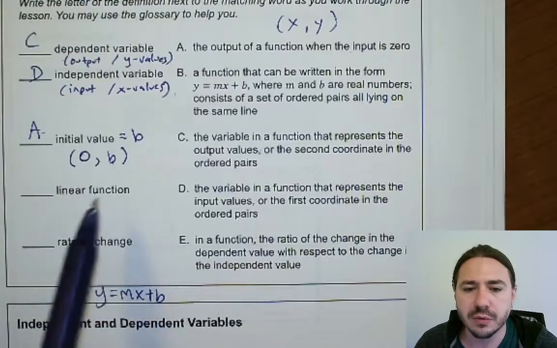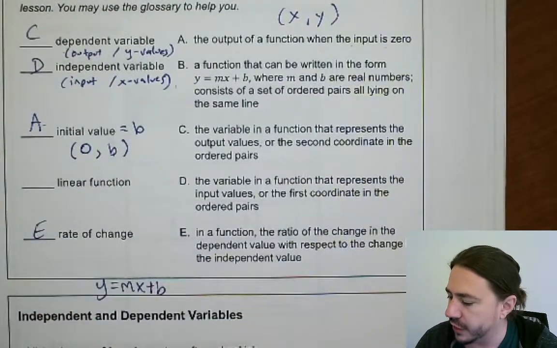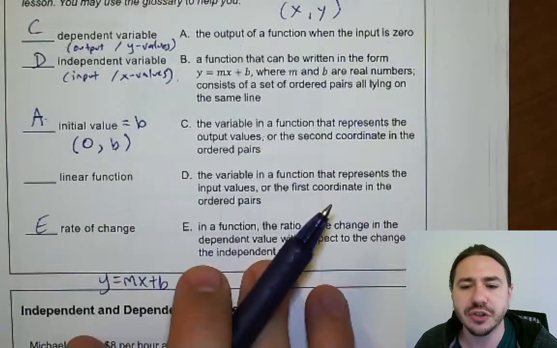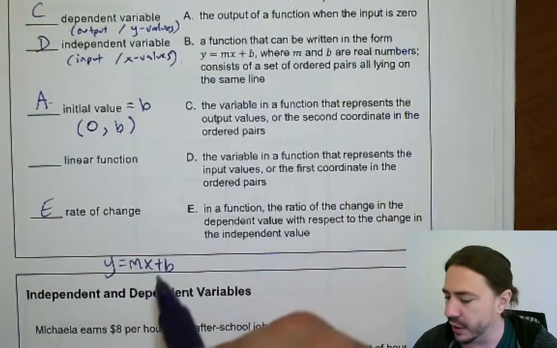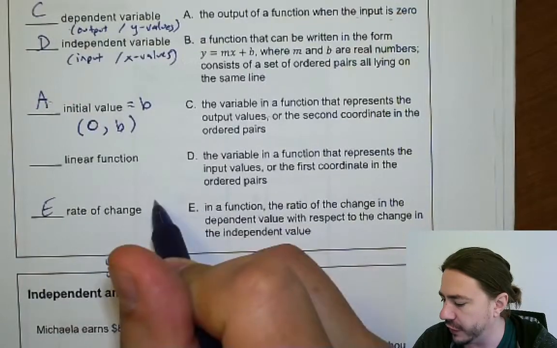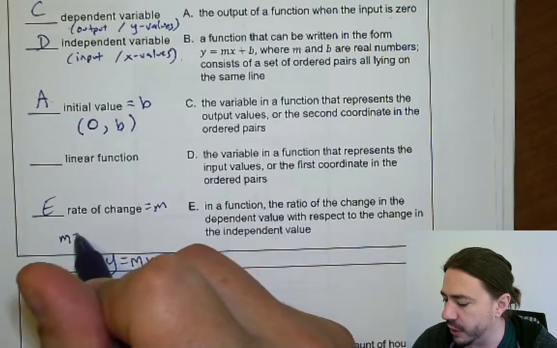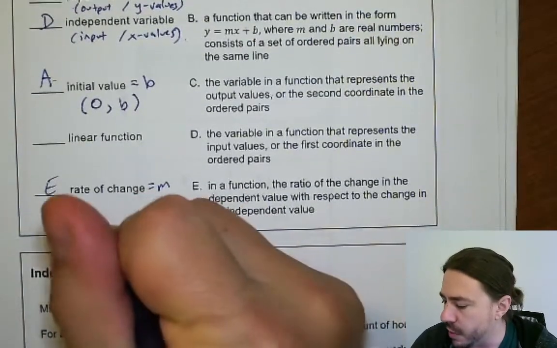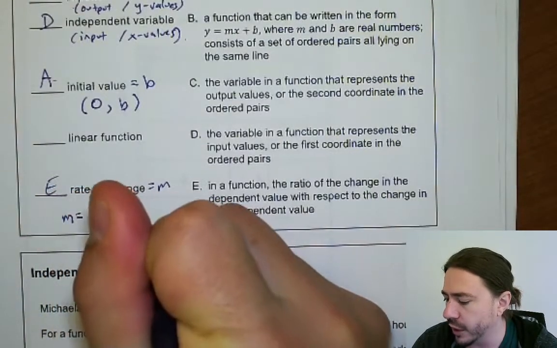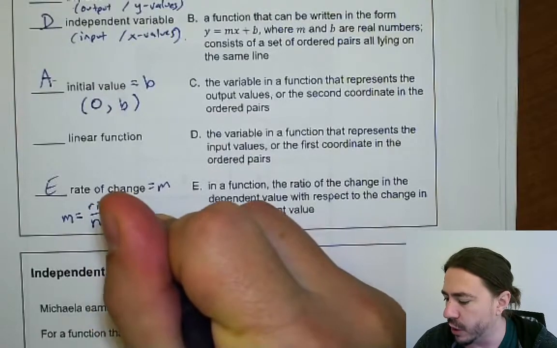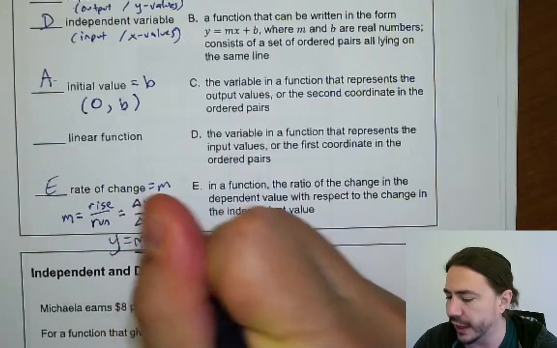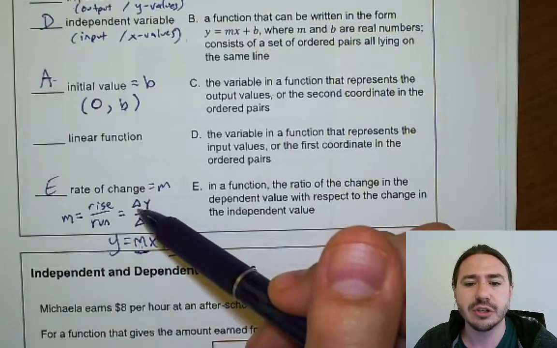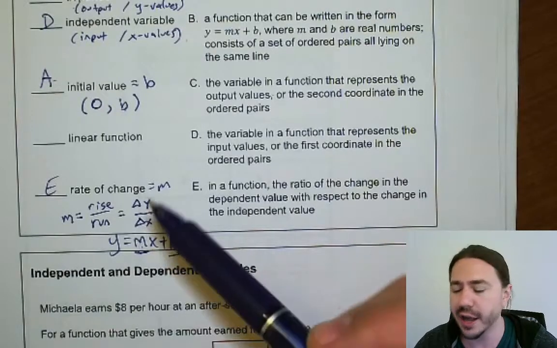The rate of change is the ratio of the change in the dependent value with respect to the change in the independent value. This is going to be the m, the coefficient of x here. There are a couple of different ways to calculate rate of change, and I'll get into more detail in a minute, but basically you want to be thinking of rise over run if you're looking at a graph. If you've got 2 points, you want to look at delta y over delta x. I know I'm throwing out some Greek letters at you, but basically what the delta means in this context is change: the change in y over the change in x.